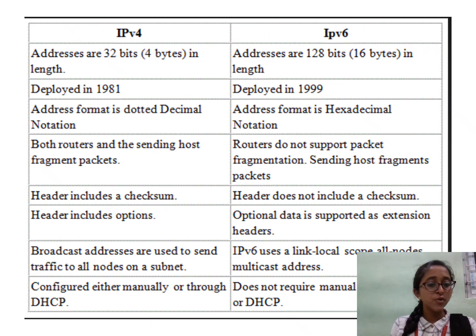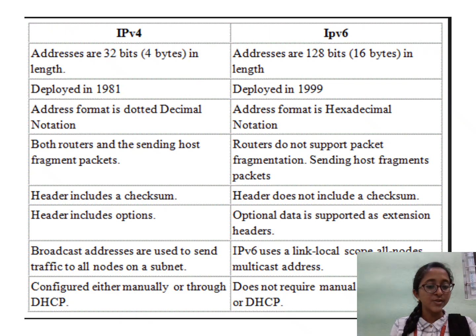In IPv4, both routers and the sending host fragment packets. In IPv6, routers do not support packet fragmentation; the sending host fragments packets. The IPv4 header includes a checksum. The IPv6 header does not include a checksum. The IPv4 header includes options. In IPv6, optional data is supported as extension headers.